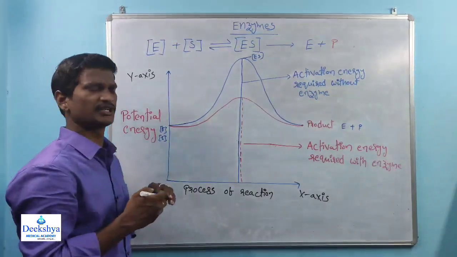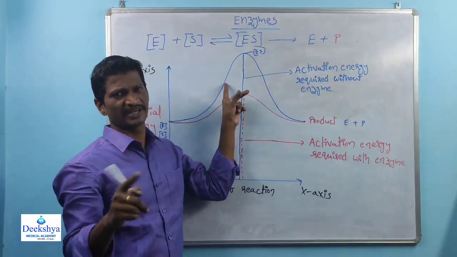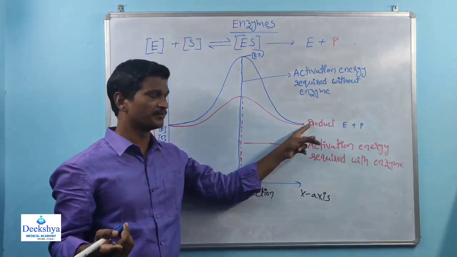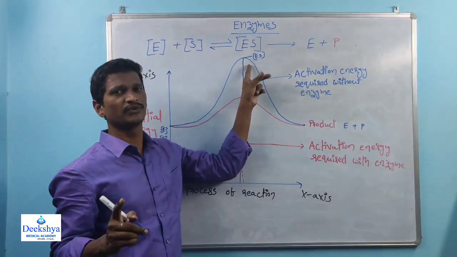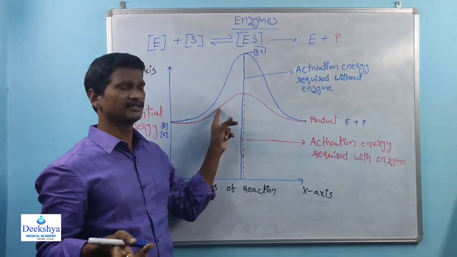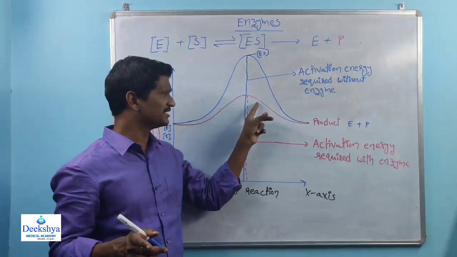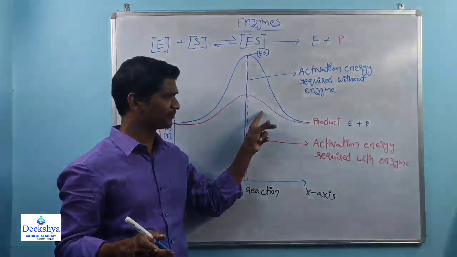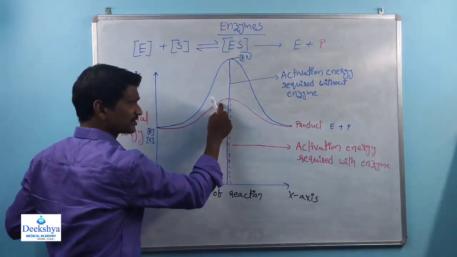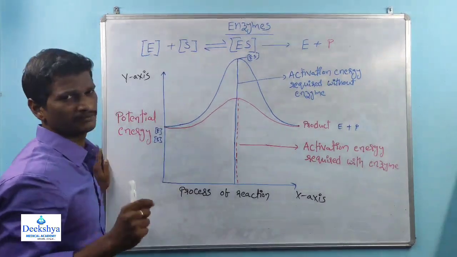So here two examples are taken. One is the blue line. The blue line indicates a reaction without enzyme. There is product formation, but that product is formed without the involvement of the enzyme. The other one is the red line. The red line indicates product formation in the presence of enzyme. So some enzymes are involved in the formation of product. The blue line indicates the absence of enzyme.